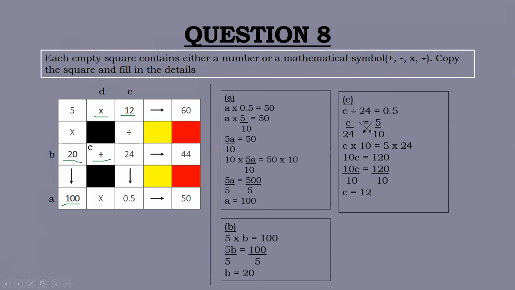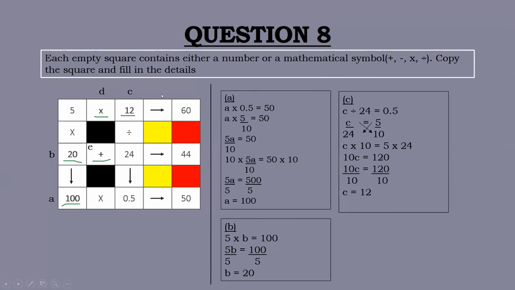So C times 10 is equal to 5 times 24. So 10C, which is a result of 10 times C, is equal to 120, which is a result of 24 times 5, giving me 10C is equal to 120. Here, I divided by 10 to get rid of this 10 on the variable side. I divided both sides by 10, giving me C as 12, which fits. When you get 12 divided by 24, you would get 0.5.